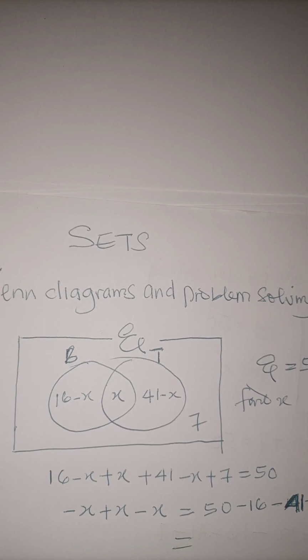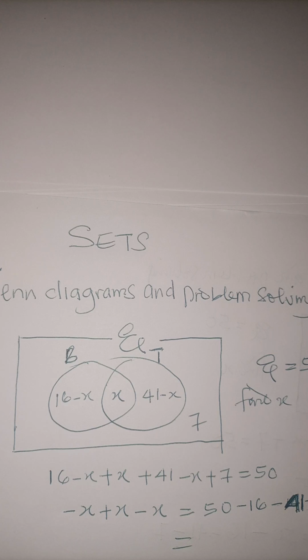Now, in this aspect of set, the question might come in two forms. Either it's going to come in the form of a word problem, or it's going to come on a Venn diagram that is drawn. Whichever way it comes, you need to understand how to approach the question. If the question is a word problem, you are going to illustrate the information on the Venn diagram.